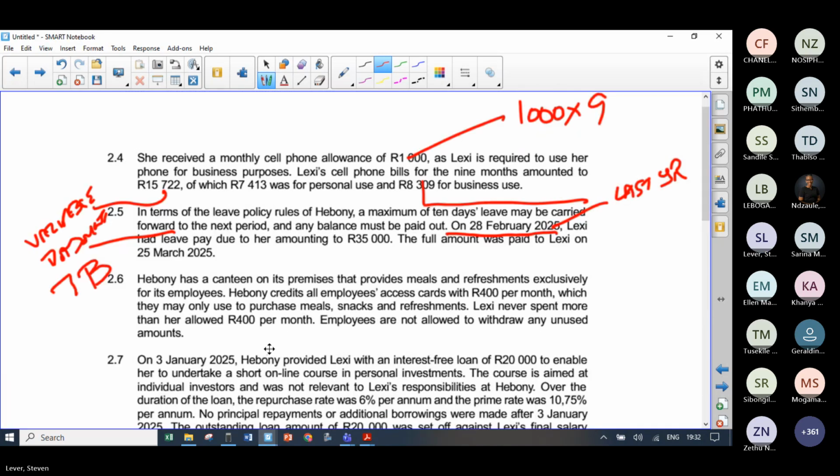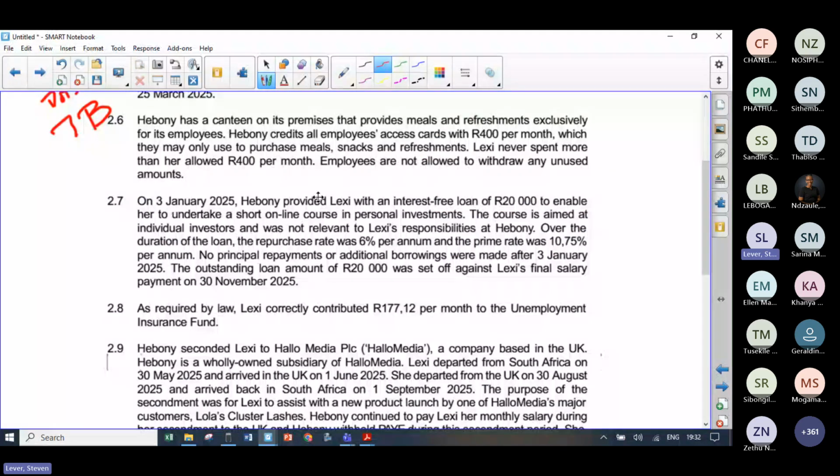Next one. It says on 3 Jan, Hebony provided Lexi with an interest-free loan of 20,000 to undertake a short online course in personal investments. The course is aimed at individual investors, not relevant to responsibilities. Over the duration of the loan, the repurchase rate was 6% per annum, and the prime rate was 10.75. No principal repayments or additional borrowings were made after 3 Jan. The outstanding loan of 20,000 was paid off against Lexi's final salary payment. So a couple of comments, guys.